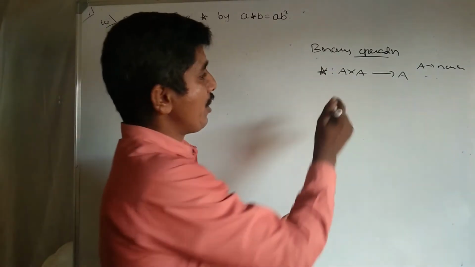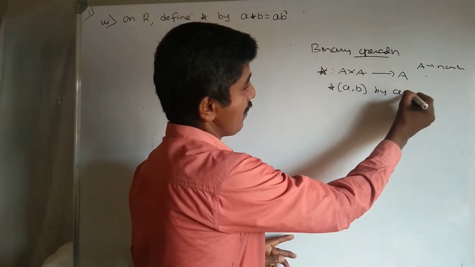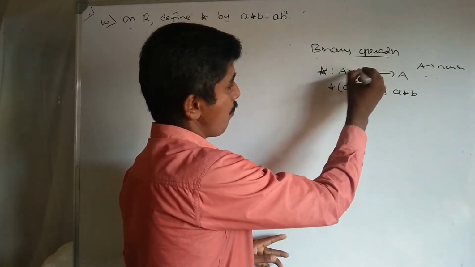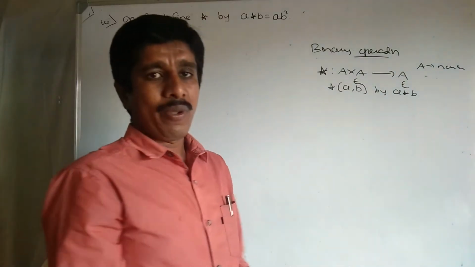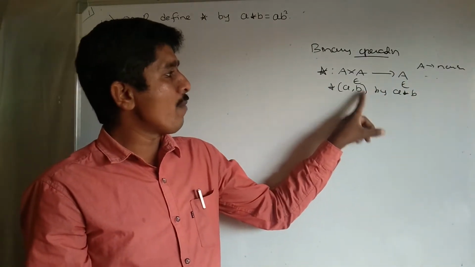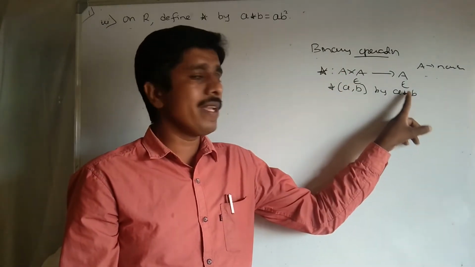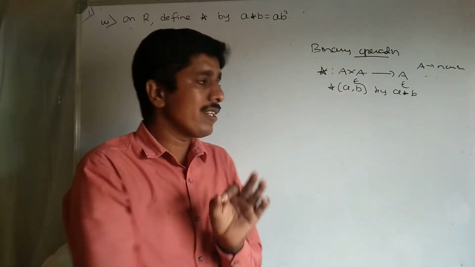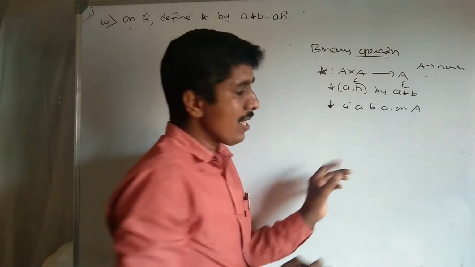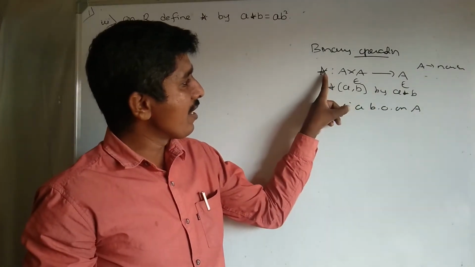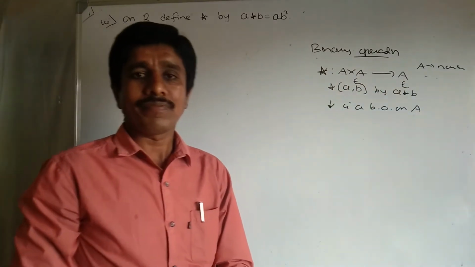Definition. It denotes star of (a, b) by a star b. This means the ordered pair (a, b) belongs to the domain A cross A, and a star b is a unique element that belongs to set A. Or we can say that to each ordered pair (a, b) in the Cartesian product A cross A, we get a unique element a star b in the same set A, then we say that star is called a binary operation on set A. Star is a binary operation on set A means it maps from the Cartesian product to the same set A.